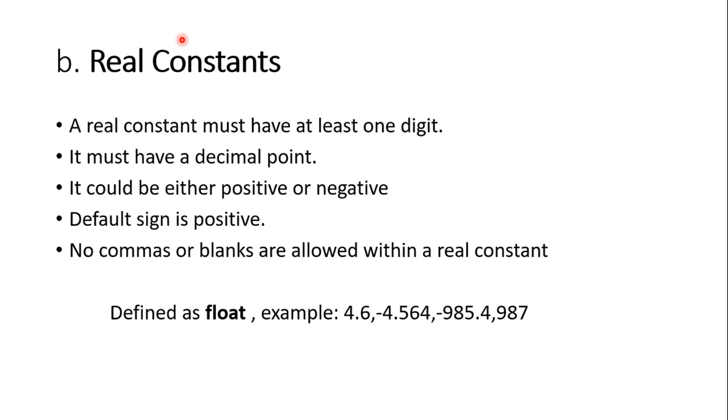Real constants. A real constant must have at least one digit. It must have a decimal point. It could be either positive or negative. The default sign is positive. No commas or blanks are allowed within a real constant. It is defined as float. Today we will see this float example in our calculator program. In division we will need float. Examples: 4.6, minus 4.564, minus 985.4987.